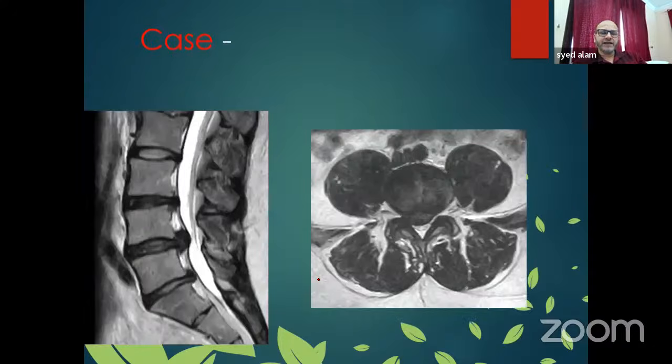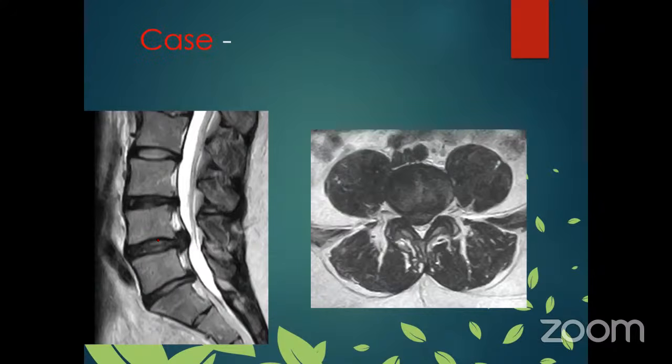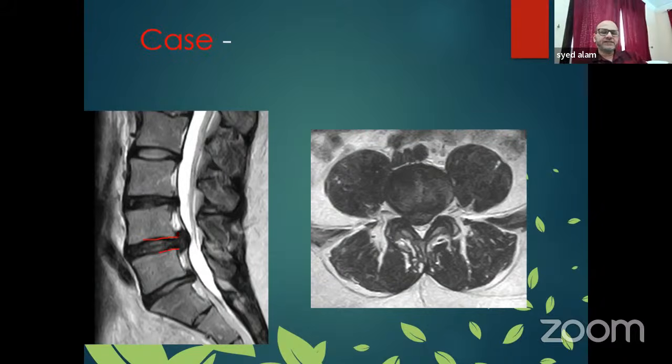We have another case. Okay. So again, this is the end plate, and this disc is crossing the end plate. So by definition, this is disc extrusion. So I will say a large disc extrusion in the central and subarticular region, more towards the right side, compressing the traversing nerve root, more severe on the right side. Correct? So this is the exiting nerve root.